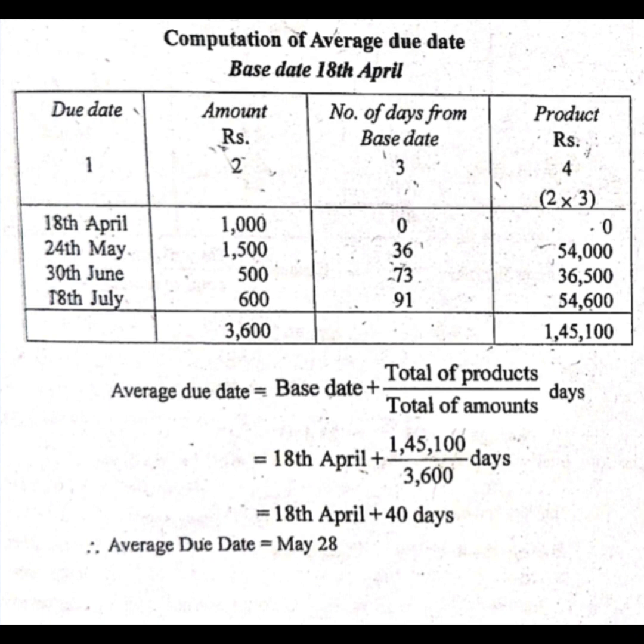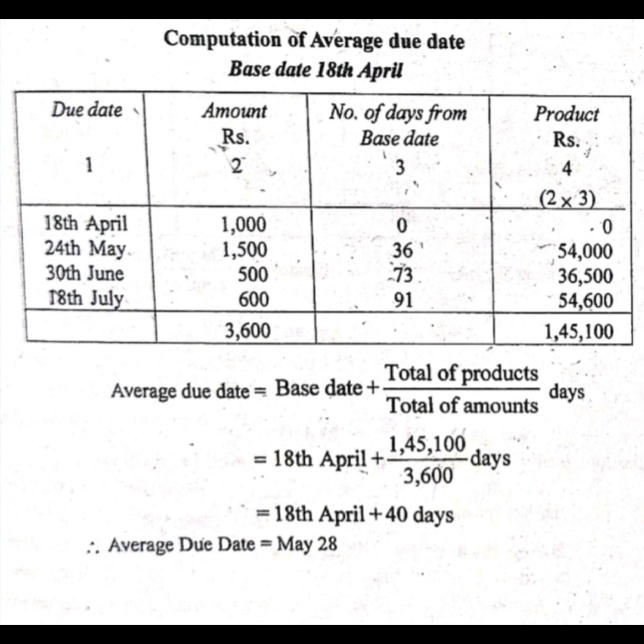Number of days from base date: we should put 0 for the first base date, and the product is 0, and we should calculate from the second date. From 18th April to 24th May there is 36 days difference, and from 18th April to 30th June there is 73 days difference, and to 18th July there is 91 days difference. So we multiply column 2 into column 3: 1000 into 0 is 0, 1500 into 36 is 54,000, 500 into 73 is 36,500, 600 into 91 is 54,600.